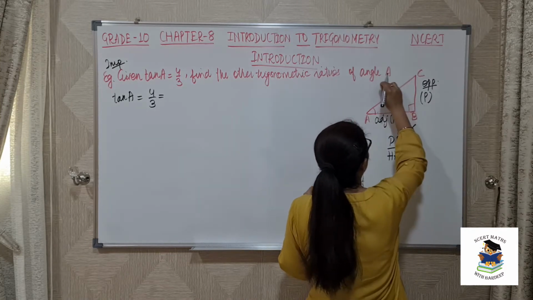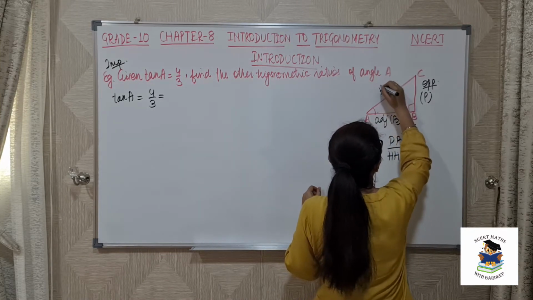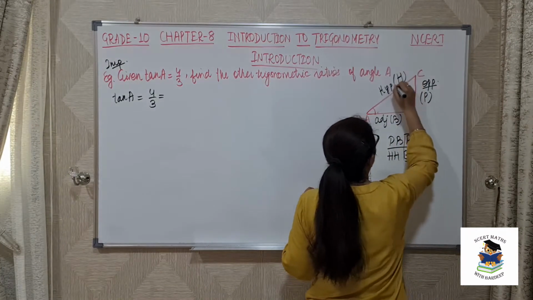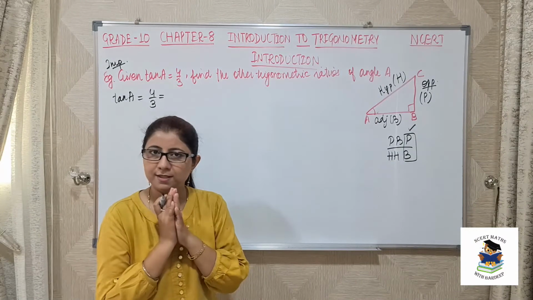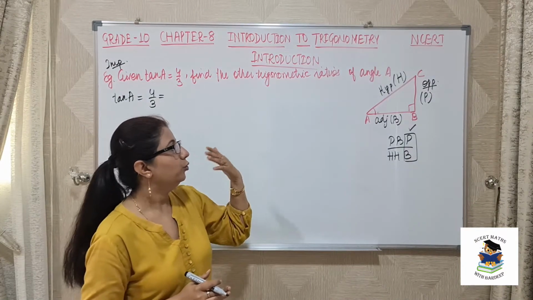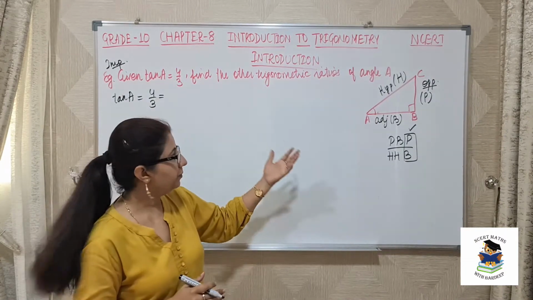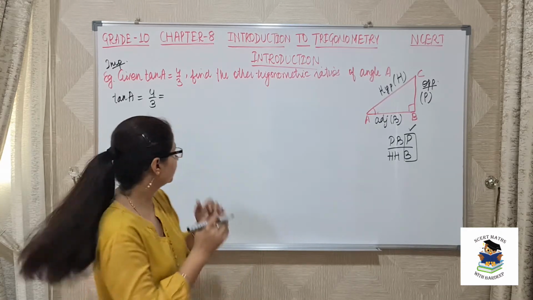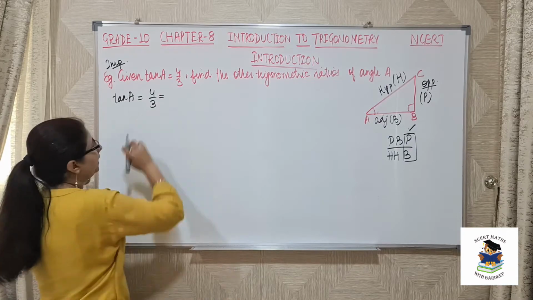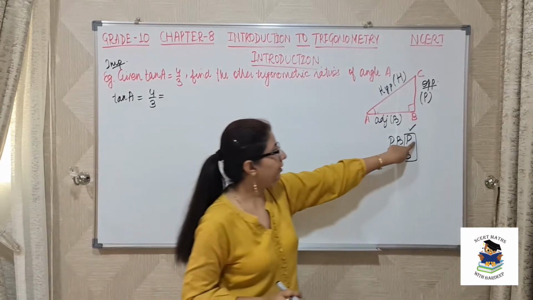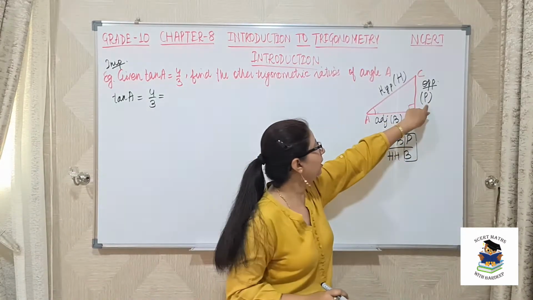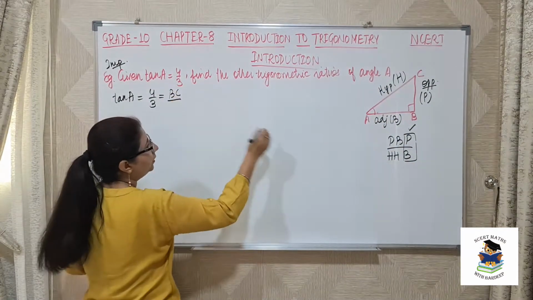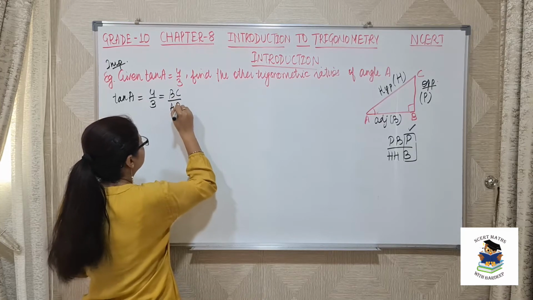Okay, and the side opposite the right angle will be referred to as the hypotenuse, or H. This is the first step: identify which is the opposite side or P, which is the base or adjacent side, and which one is the hypotenuse. So now tangent is perpendicular over base. Perpendicular is BC over base, that is AB.